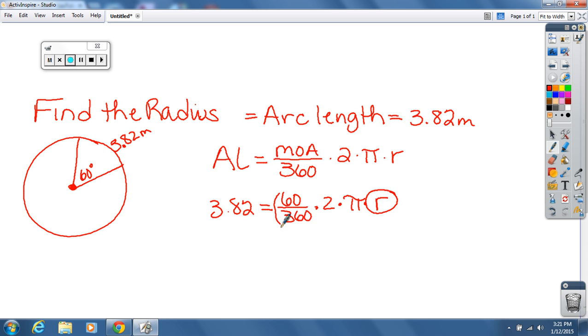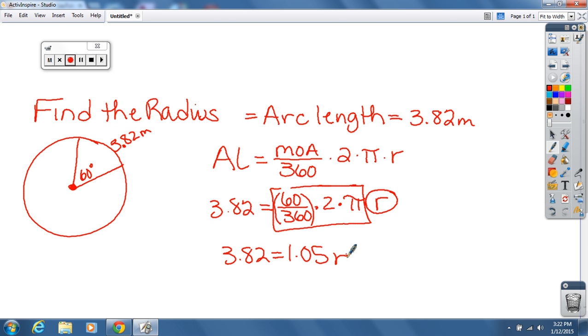So what I suggest is put this portion right here in your calculator and get a decimal. So let me see what that is. If I do that, I've got 60 divided by 360, and of course it's in parentheses, times 2 times pi. That gives me 1.047. So I'm going to round that to 1.05. So I've got 3.82 is equal to 1.05 r.